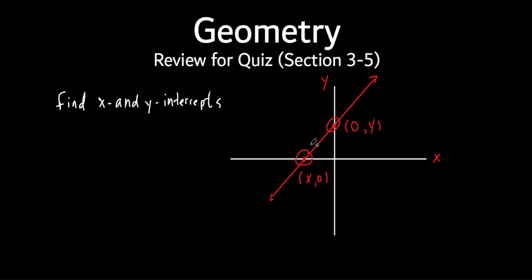So check this out. This is our x-intercept, but what do we do to find the x-intercept? We set what? Y equal to 0. Do you remember that? Is that coming back to you? Yeah, we've covered this before.